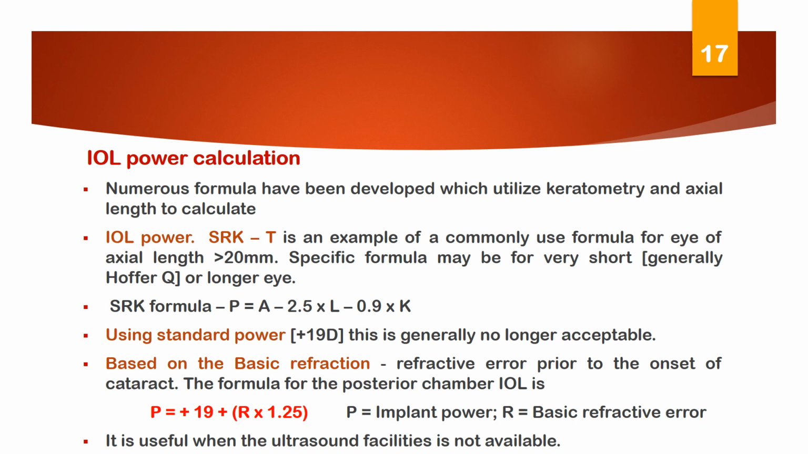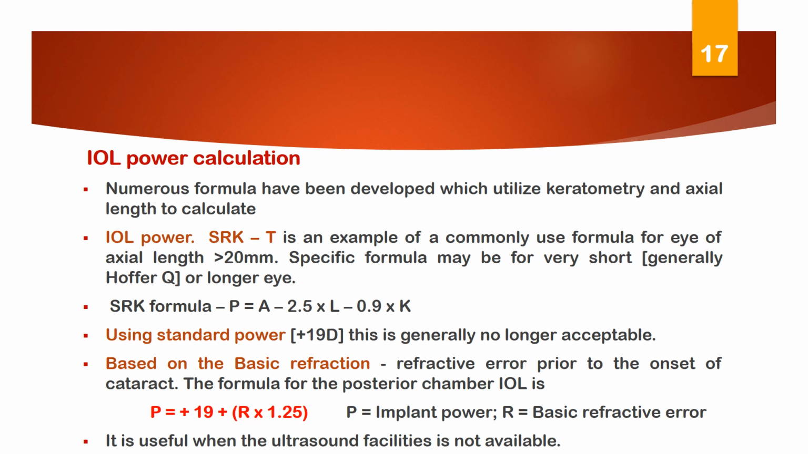The SRK-T formula is P = A - 2.5L - 0.9K, where P is the lens implant power to produce emmetropia, L is the axial length in mm, K is the average keratometer reading, and A is a specific constant for each lens type.